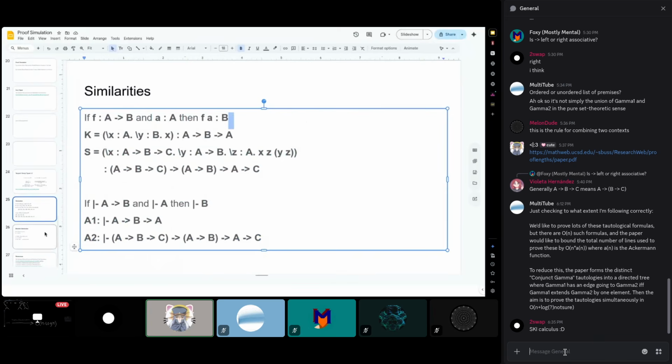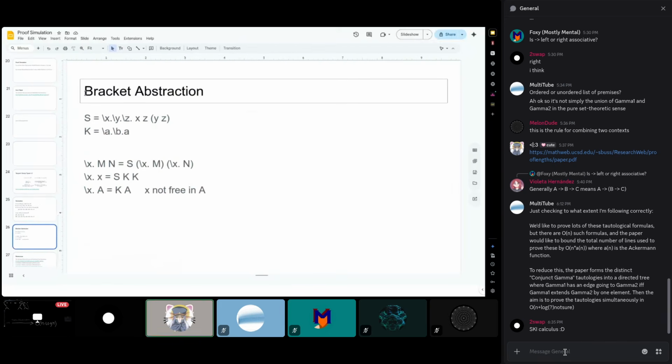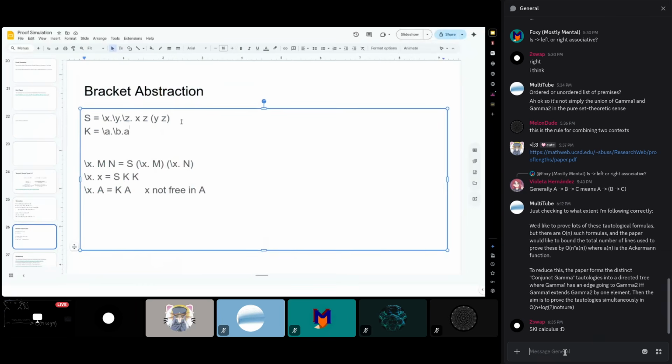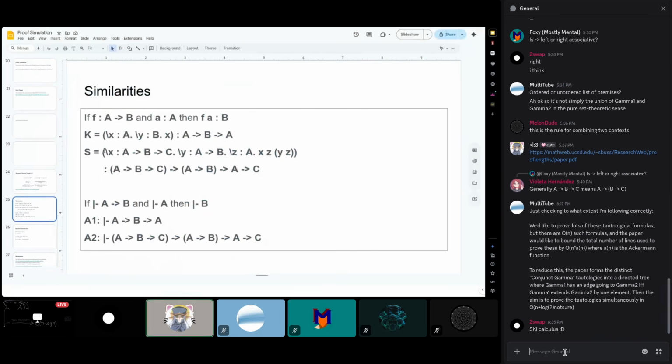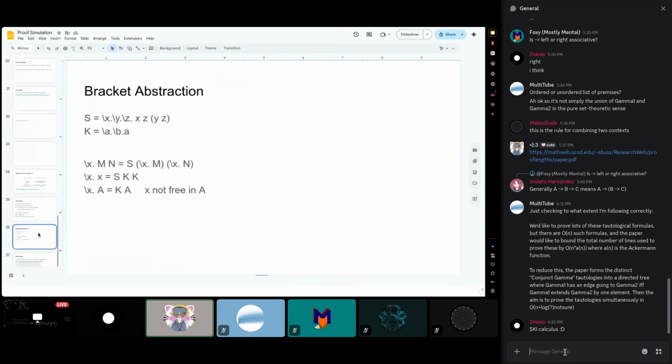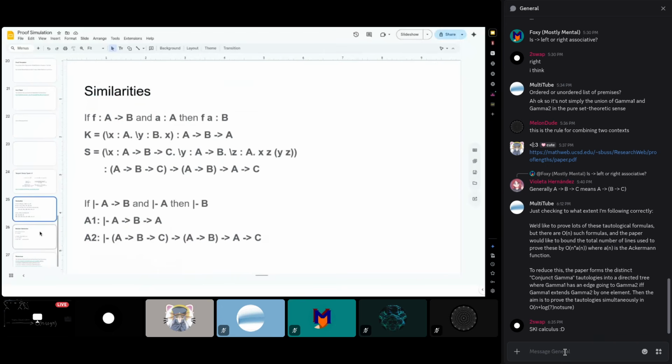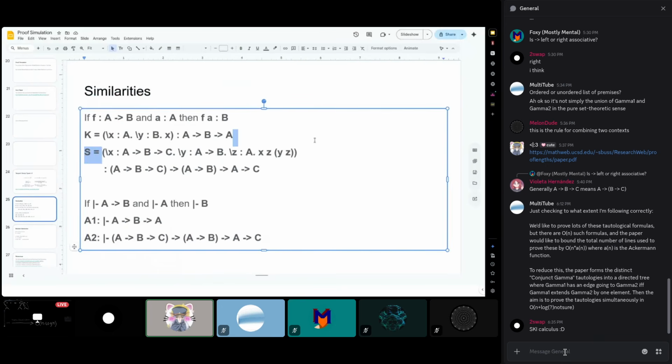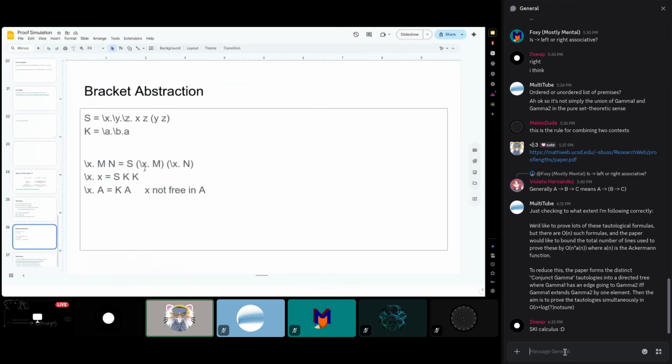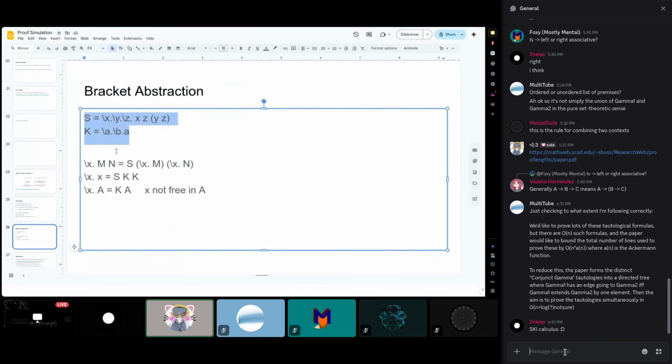Yeah. So QSwap's already guessed where this is going. Bracket abstraction. So in the simply typed lambda calculus, for every well-typed function, you can come up with a composition of these two functions that gives the same result for every input. So they're like the same function up to extensionality, I think. And here's an algorithm for doing that.